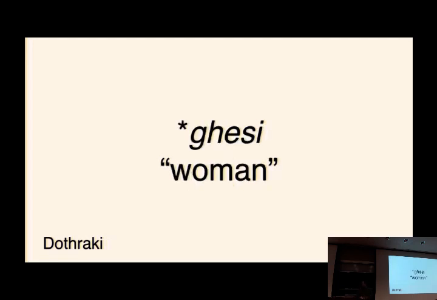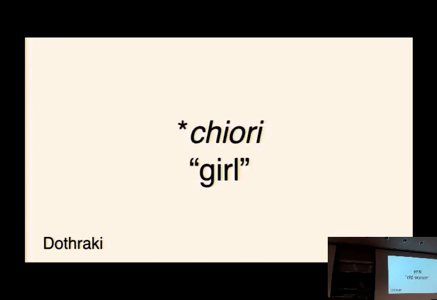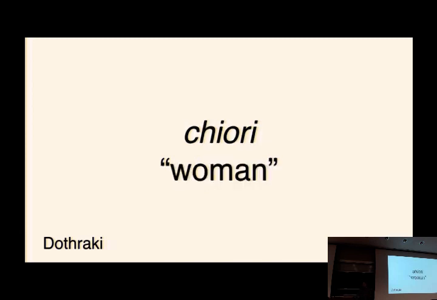Dothraki had this old word for woman, Ghesi. That's a voiced velar fricative that doesn't exist any longer in the language. There's a very common and very sad process that happens in pretty much all languages that we found on the planet called feminine pejoration, where if there's a word for the male version of something and the female version of something, the male version will become the neutral, the female version will become negative. So what happened with Ghesi is that it turned into the modern word Yesi, which is old woman. So you only use it for older women. So then what happened is that the old word for girl, Chiri, became the new word for woman. All of these are animate.